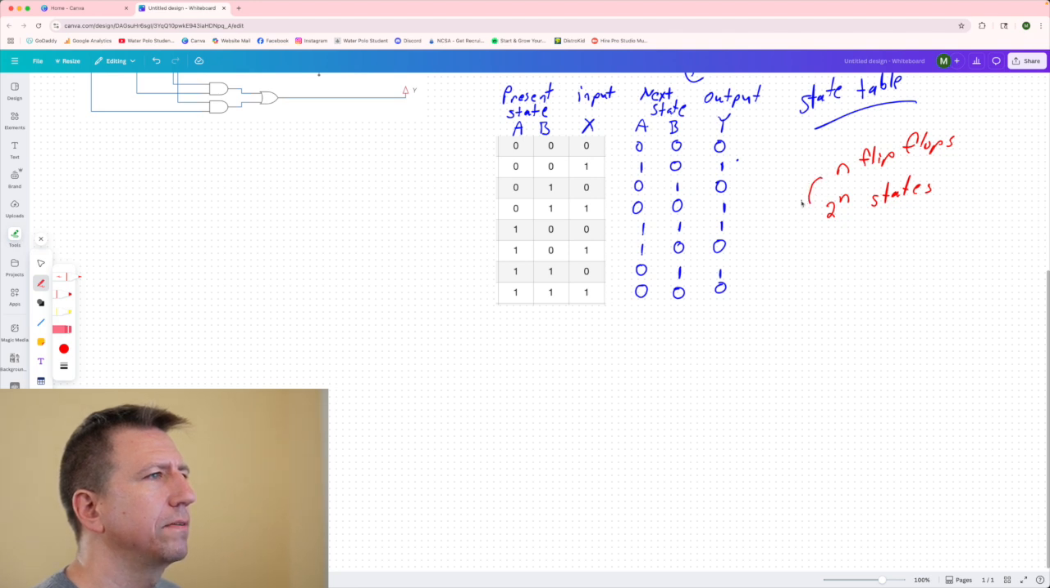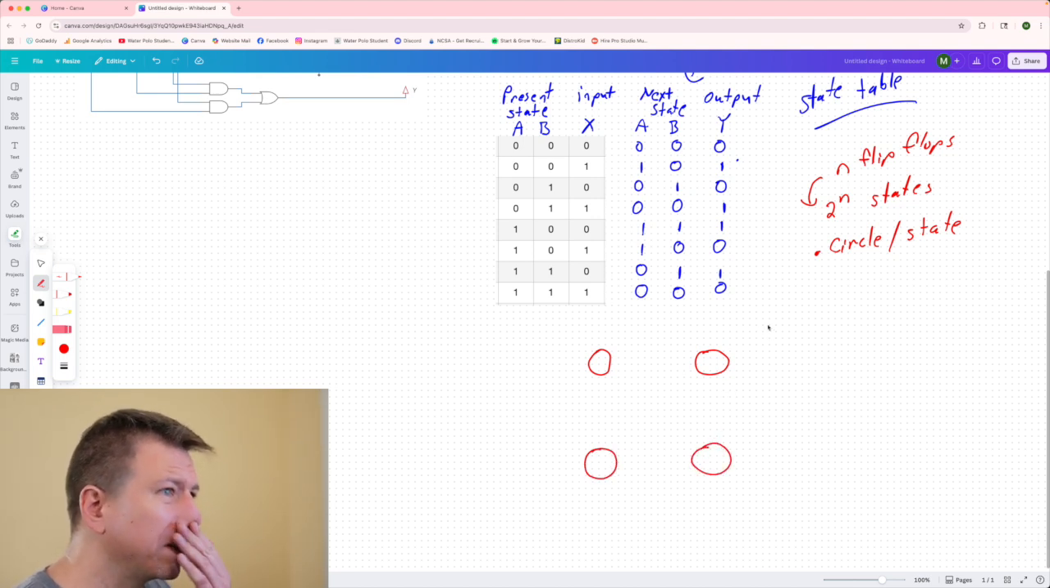And so in this case, how many flip-flops do we have? We have 2. So 2 to the n would be 4 states. And so I can draw a circle for each state. Circle per state. Sorry about that. I'm particular, so even though my handwriting isn't great, I like to make sure it's legible. And so let's draw those circles. So there's 1, there's 2, there's 3, and there's 4. And so then I'm going to label each of these with an AB value.